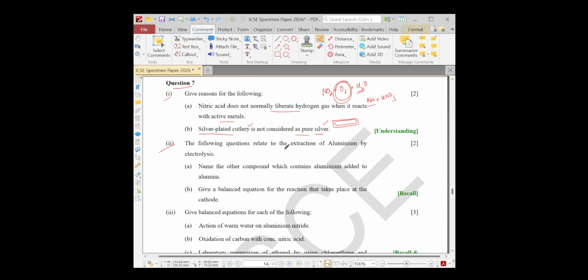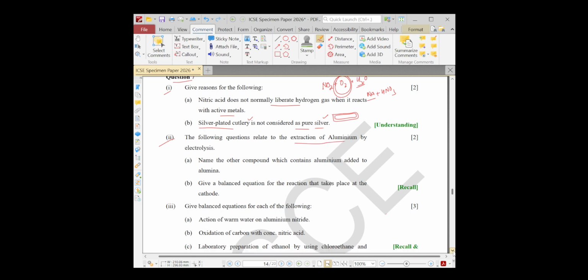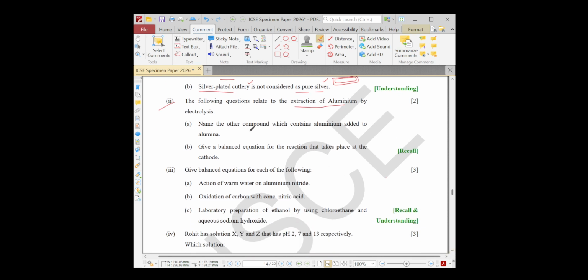Then next we come to the second part. The question is related to extraction of aluminium. Here it says name the compound other than bauxite that contains aluminium. One is bauxite ore, which we are using for extraction of aluminium. The other is cryolite. The formula is Na3AlF6.